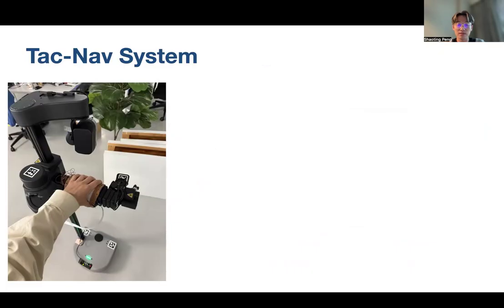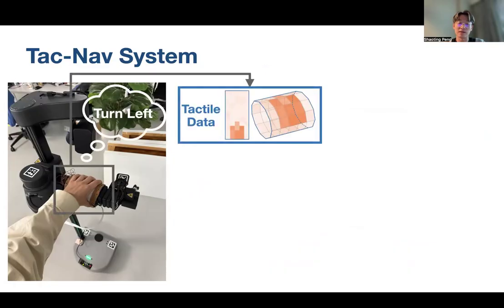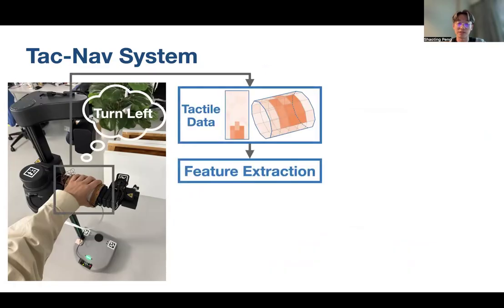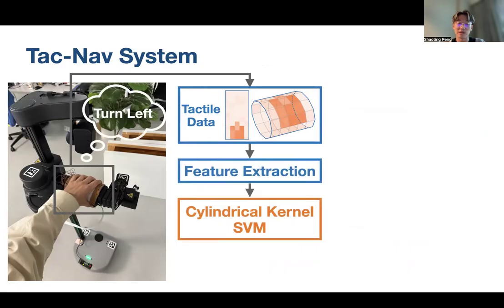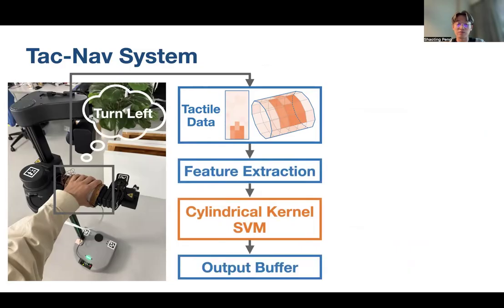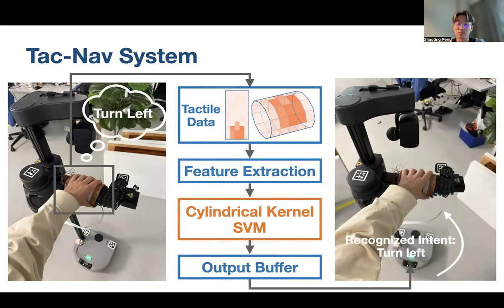So with the sensor and algorithm, we integrate into a real-time system called TacNav, which takes the raw tactile data in a sliding window form, extracts features, and classifies with the SVM. We also add an output buffer to stabilize the prediction to improve the system robustness. Finally, the intent output is communicated to the robot with ROS2, and the robot provides real-time mobility assistance accordingly.